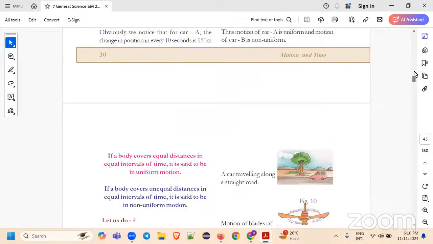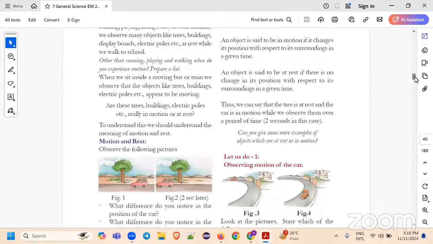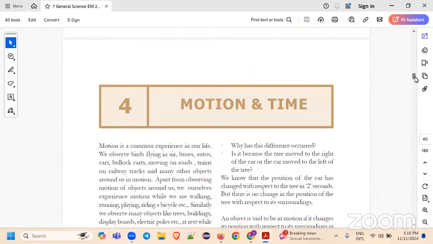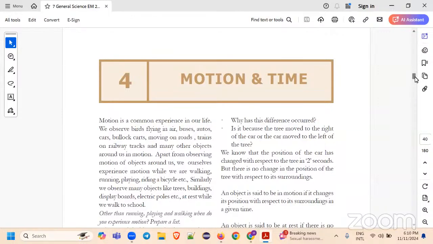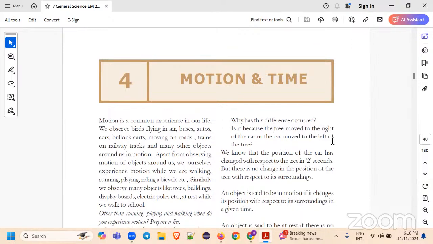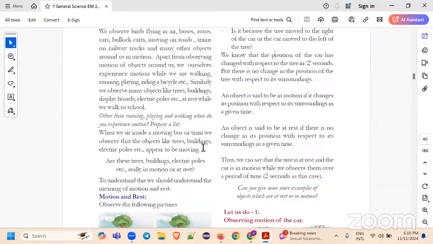So here we have another chapter, Motion and Time, which is one of the important topics for the exam. In the examination, it may be carrying a few marks. In the previous class, I already told you what is motion and what is rest, how to understand this.